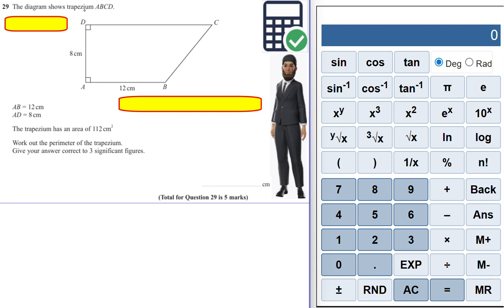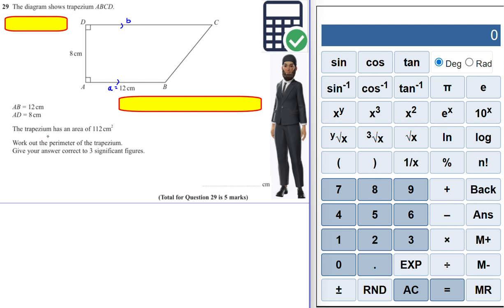The diagram shows a trapezium ABCD. AB equals 12 centimeters, AD equals 8 centimeters. So, for example, this may be A, and these are the two parallel sides. So this side is parallel to this one.